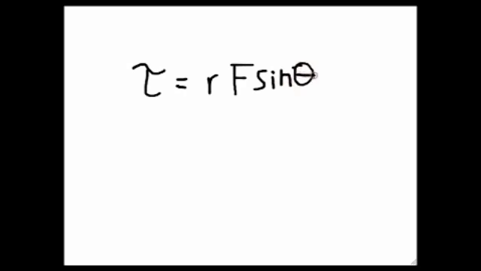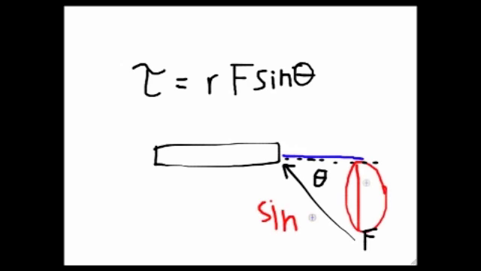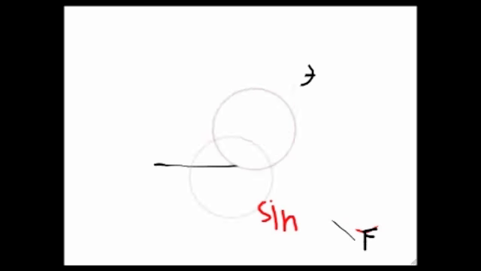If there is one thing you are going to remember from this presentation, it's that torque equals R times F sine theta, where R is the distance from the place where the force is applied to the pivot point, and F is the force applied. We include sine theta because torque is the cross product of R and F. This means we only care about the force perpendicular to the lever arm. To take this into account, we include the sine theta.